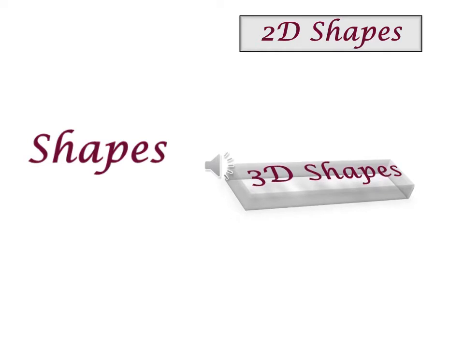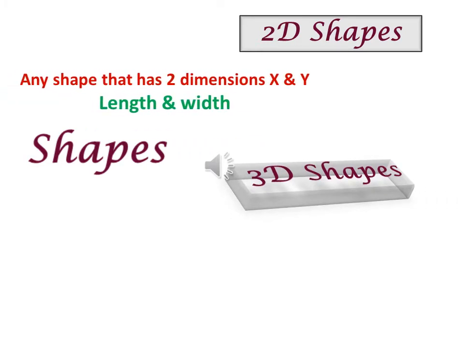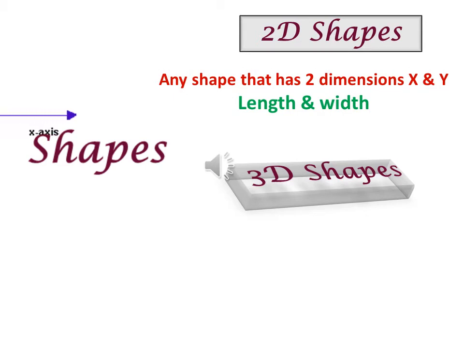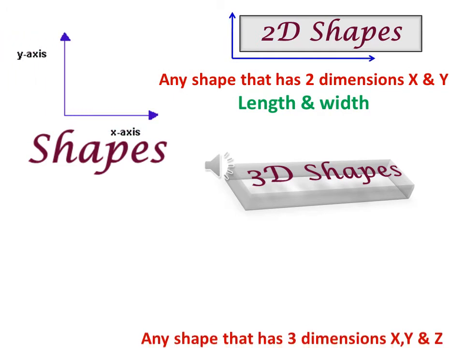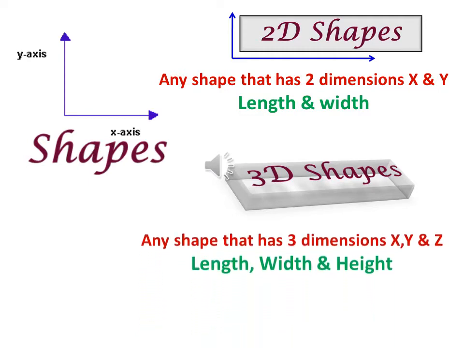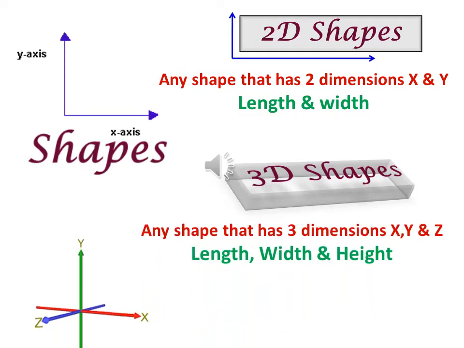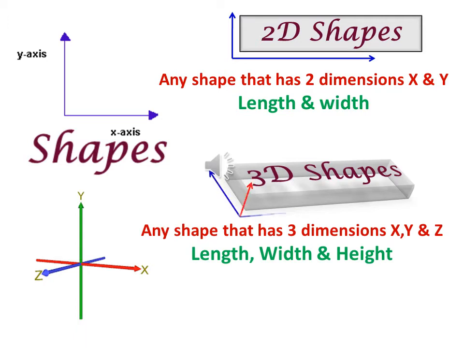Shape of an object may be 2D or 3D. 2D shapes have only two dimensions, that is length and width, whereas 3D shapes have one more dimension, that is height, along with length and width.